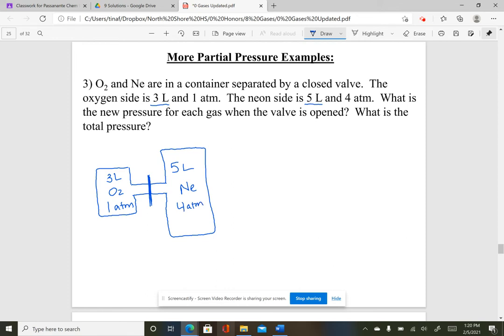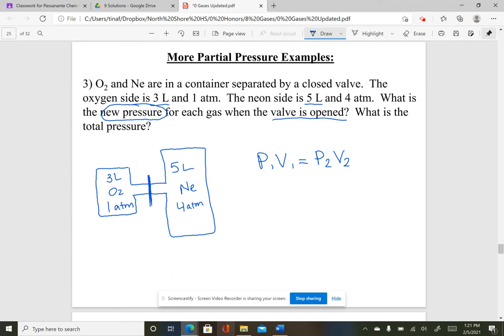So guys, that's your key word. They're giving you pressures and then a change is happening. We're opening the valve and now the pressure is going to be different because the 2 gases are going to mix together. So that's your clue that you want to use this formula. I had original pressures and now I want to see what my new pressure is going to be when the valve is opened. And then what is the total pressure?